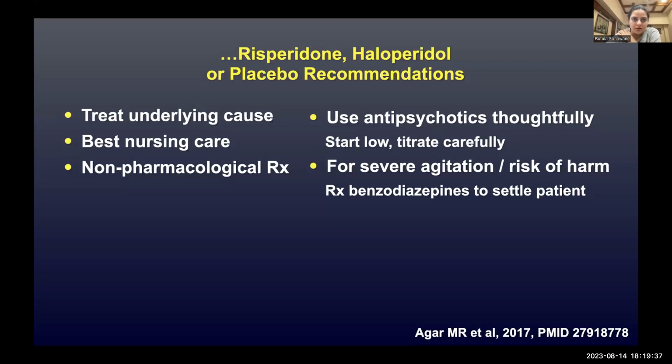So good nursing care, non-pharmacological measures, treating the underlying cause, using antipsychotics as and when needed, starting with the lowest dose and titrating it up. And if there is severe agitation and an aggressive patient, then giving benzodiazepines if needed. Otherwise, best to avoid it because it can sometimes worsen the episode of delirium.